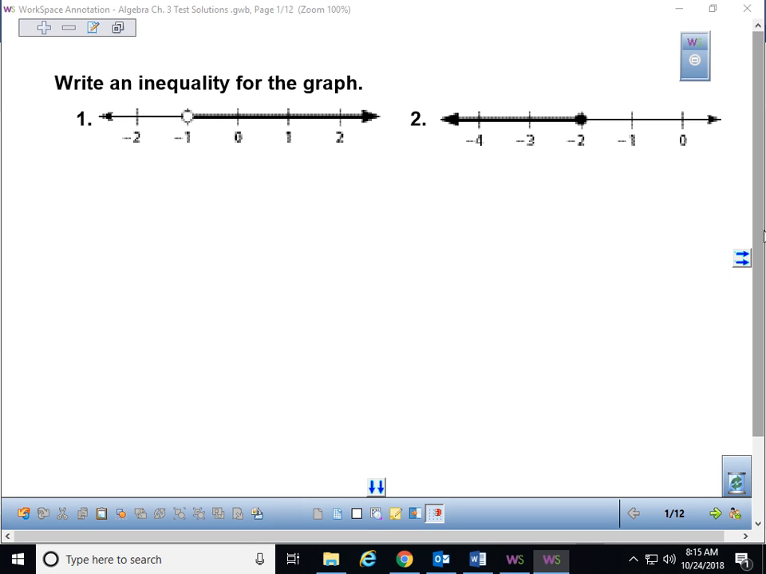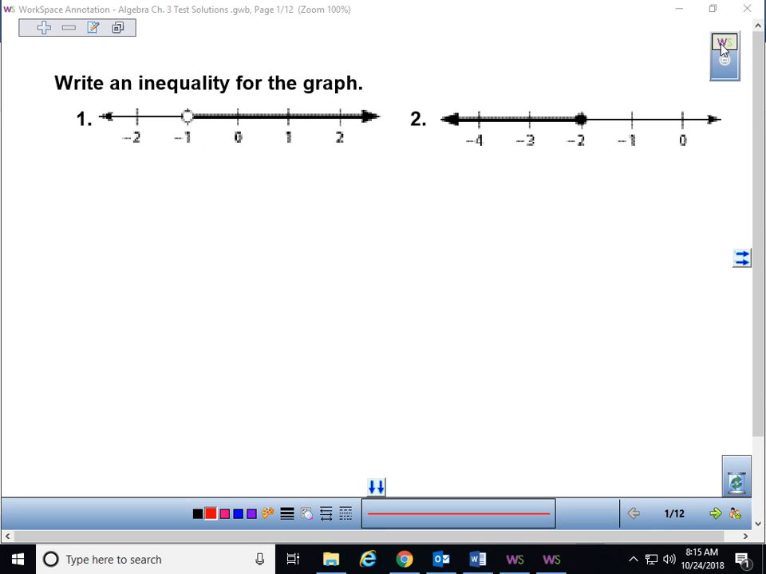These are the solutions to your Chapter 3 test. I will break the video up into the front page and the back page, so as always, correct all the problems that you missed. You can skip ahead to what you need to see, or you can watch the whole video. So starting on the front page, questions 1 and 2 have the same directions. It says, write an inequality for the graph.